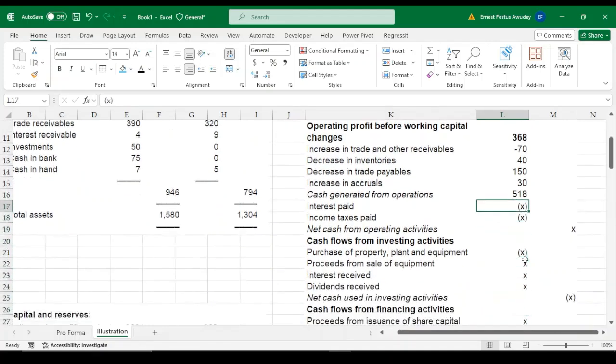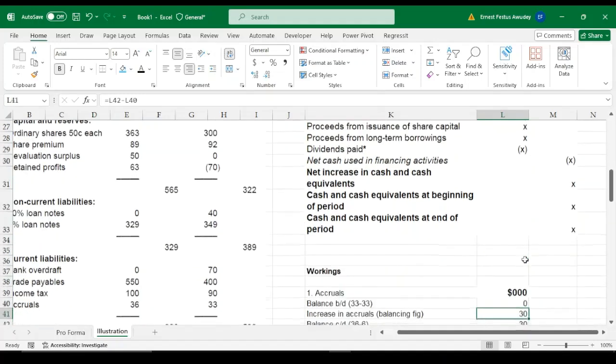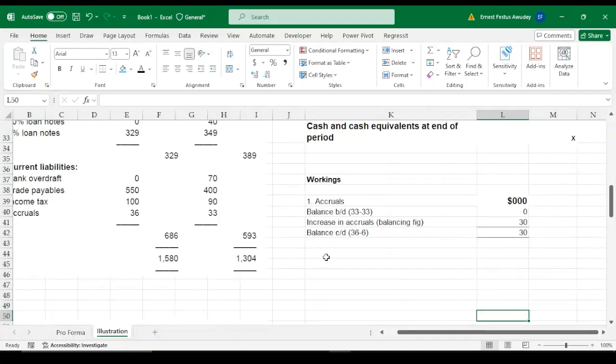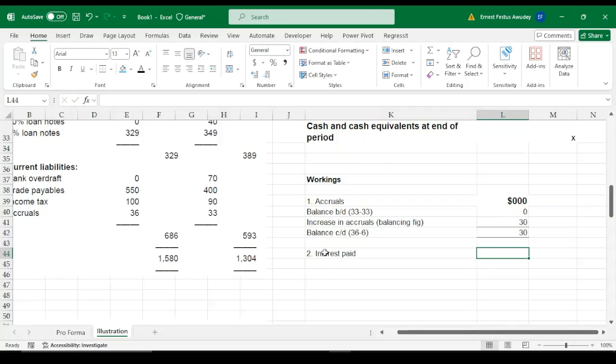Then after getting that, I'll have my interest paid and income taxes paid. But when it comes to these interest and income taxes items, we need to do some workings as we have done for our accruals, because they have more than one figure relating to those items. So the first one I'm going to do is interest paid. We are looking at the cash interest paid only. The interest paid potentially has non-cash items, so we are going to eliminate the non-cash items and look at only the cash items.